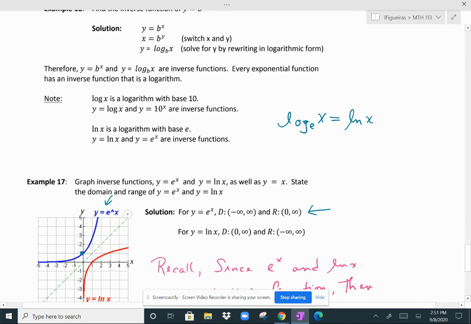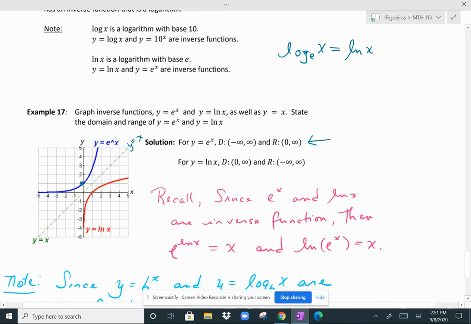Here's the line y equals x. It's this dotted line that goes right between the two. And then my natural log function is graphed below. Remember, your logs will have an x-intercept at (1, 0). The domain is the range of e to the x, so the domain is all positive real numbers, and the range is the domain of e to the x, so it's all real numbers.